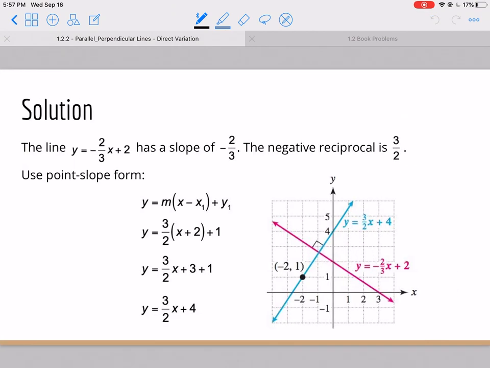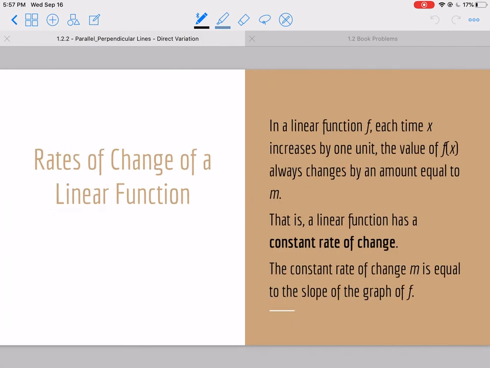Perfect. So this is that problem, and this just shows you the line's graph. So this is a slope of up 3 over 2, and then this is its perpendicular line, so down 2 over 3. Opposite reciprocal slope.